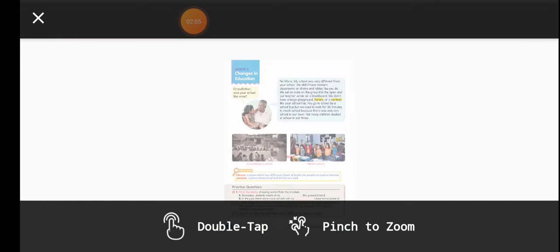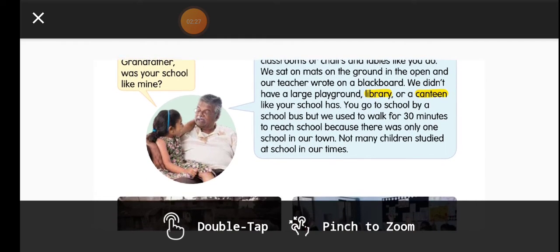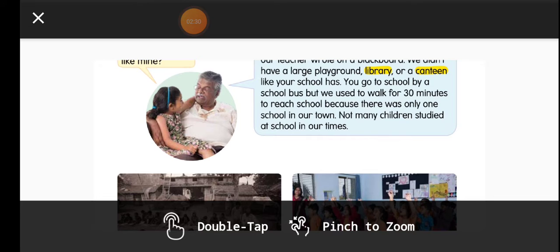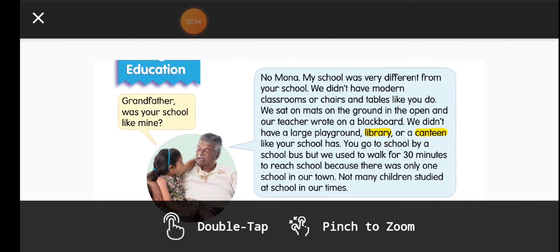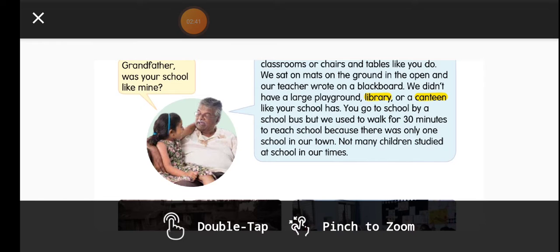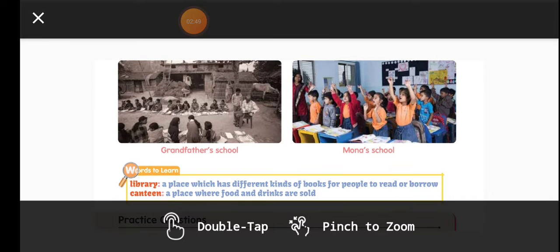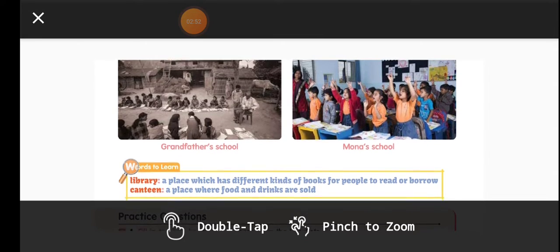In your content book, you can read this conversation between a grandfather and his granddaughter. The granddaughter asks, "Grandfather, was your school like mine?" The grandfather answers, "No, Mona, my school was very different from your school. We did not have modern classrooms like you, or chairs and tables like you today. We sat on mats on the ground in the open, and our teacher wrote on a blackboard."